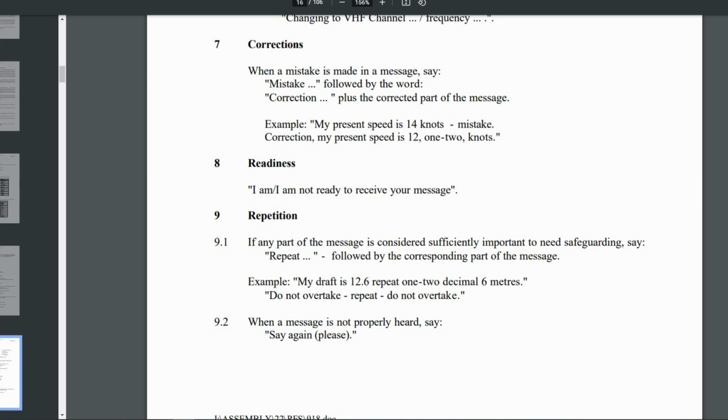9. Repetition. 9.1. If any part of the message is considered sufficiently important to need safeguarding, say "Repeat," followed by the corresponding part of the message. Example: "My draft is 12.6. Repeat, 12.6 meters. Do not overtake. Repeat, do not overtake." 9.2. When a message is not properly heard, say "Say again, please."